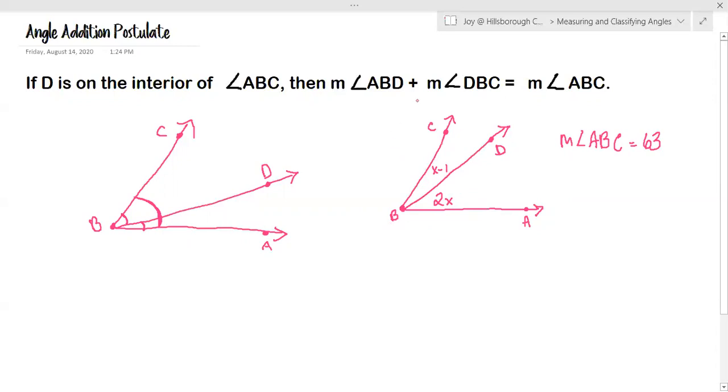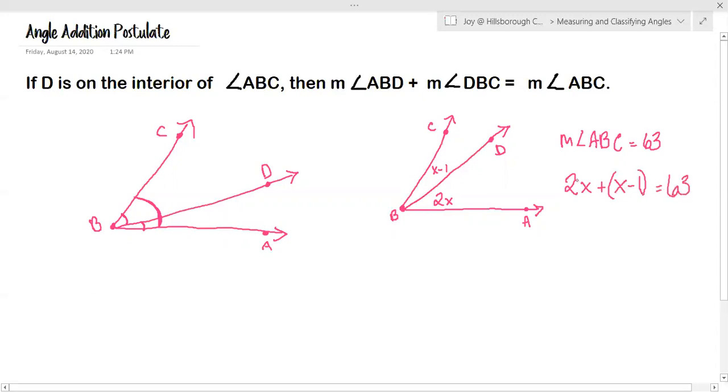So my angle addition postulate, remember it's an addition postulate, so that means when I add the two together, I should get the total angle. I know the total angle, so I'm going to write an equation to solve for x. So 2x plus x minus 1 equals 63, because I know that the two angles put together equals 63 degrees. So I have these parentheses here, I can drop those. Nothing to distribute, plus x minus 1 equals 63. So I'm going to minus 1, or sorry, plus 1, plus 1.